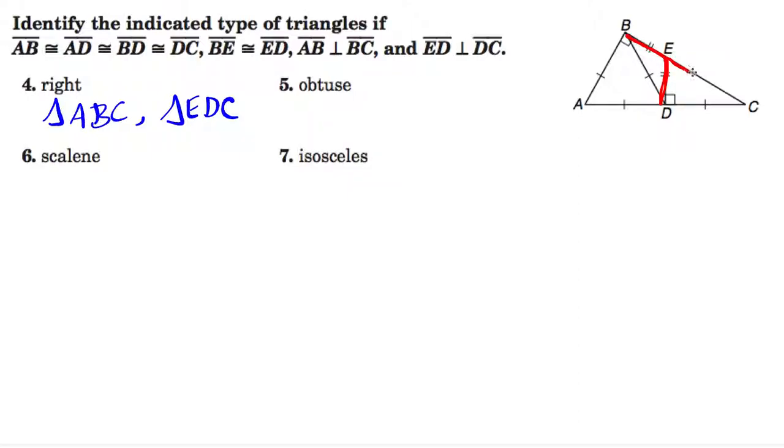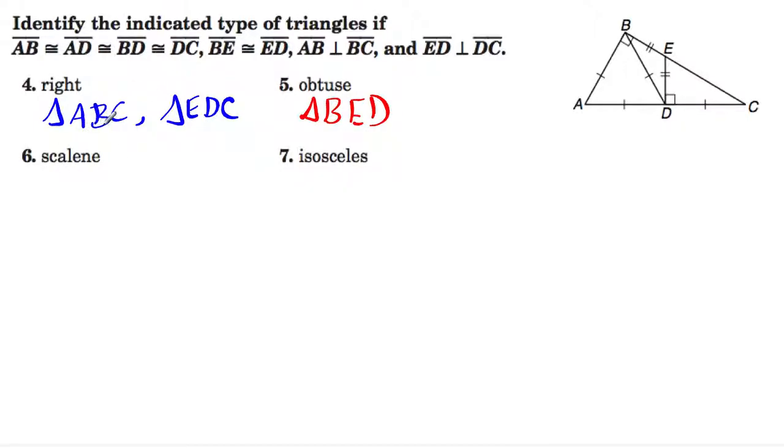The reason that's going to be obtuse is we can show that this is an acute angle, and these two are a linear pair. So that's going to be an obtuse angle. Then that gives us triangle BED, which gives us an obtuse triangle. Looking around, maybe there are some other ones, but I don't think I see any. So that's going to be our obtuse triangle.